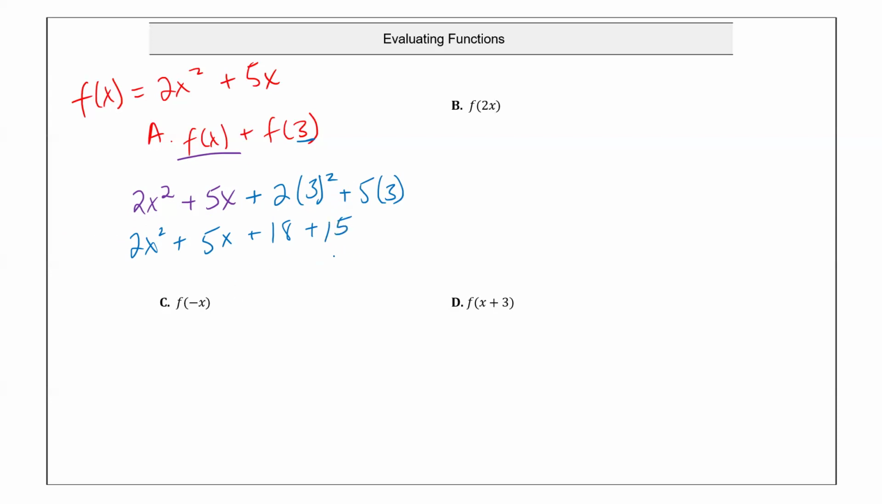15. Is that fully simplified? No. So I keep going. I can combine like terms, and we get 2x squared plus 5x plus 33. And that is my simplified term. Yes? All right.